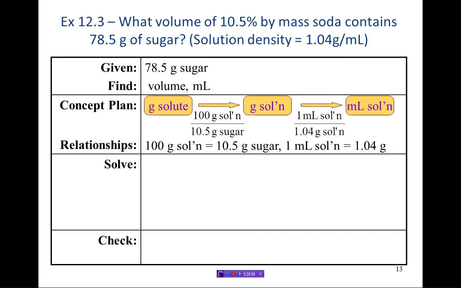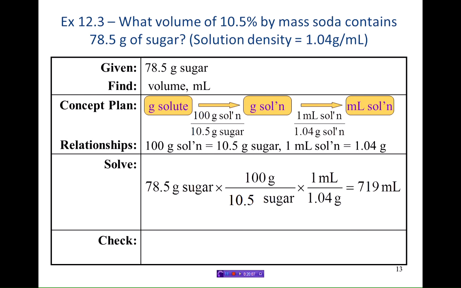So we're starting off with our 78.5 grams of sugar, multiplying it by the concentration, where the 78.5 grams of sugar is in the denominator. So the grams of sugar cancel out. So now we're in grams of solution. So we take that grams of solution, multiply it by the inverse of the density. We want to do that so that the grams cancel out. Now we're in the volume of the solution, which is in mLs.